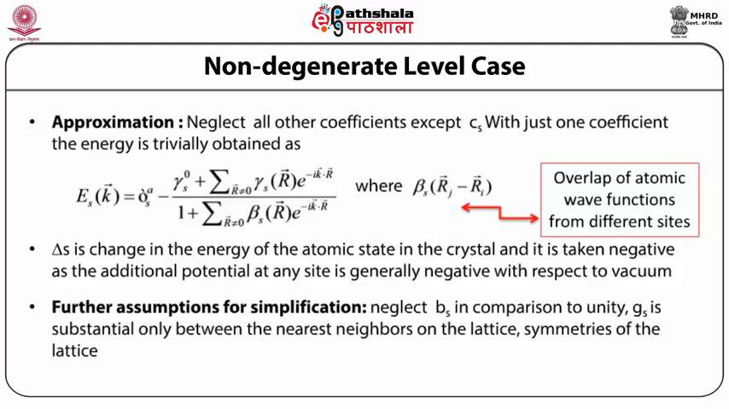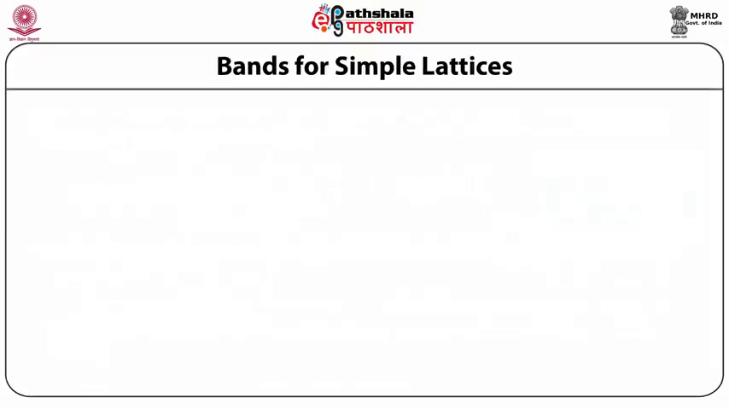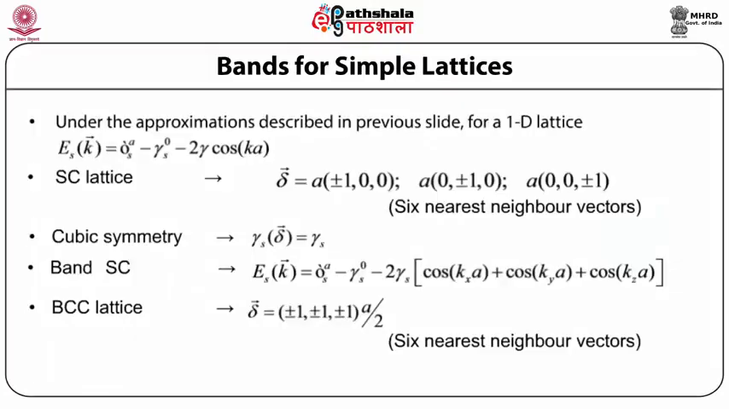For S-like atomic states which are spherically symmetric, gamma S of minus R is equal to gamma S of R. Let us consider bands for some simple lattices under the previous approximations. For a one-dimensional lattice, we have ES is equal to OS minus gamma S minus 2 times gamma cos of Ka. Now here, let me recollect that OS is basically the kinetic energy.